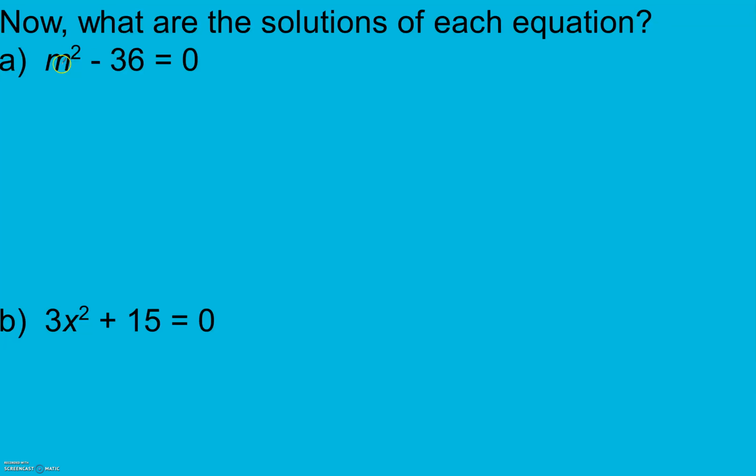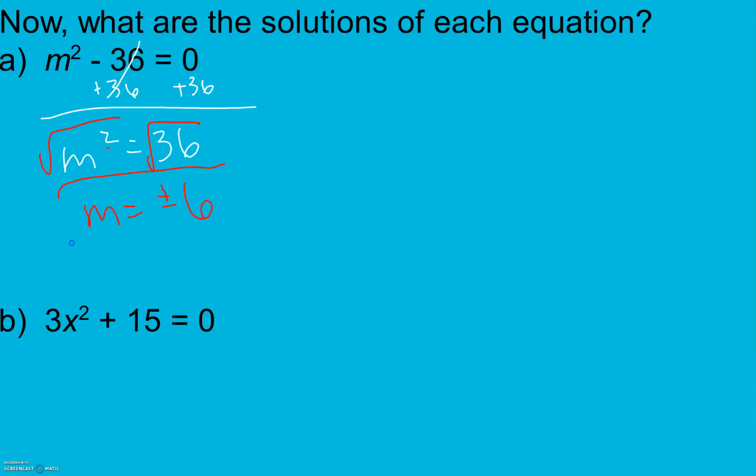First thing I'm going to do, since all I have is an m squared and a constant term, guys, is I'm going to get my m squared by itself by adding 36. Again, whenever I do to one side, I have to do to both. Now, to get rid of my square, I take the square root. And when we take the square root, remember we need the plus or minus there. Two options, positive 6 or negative 6. In B, subtract 15. Divide by 3.